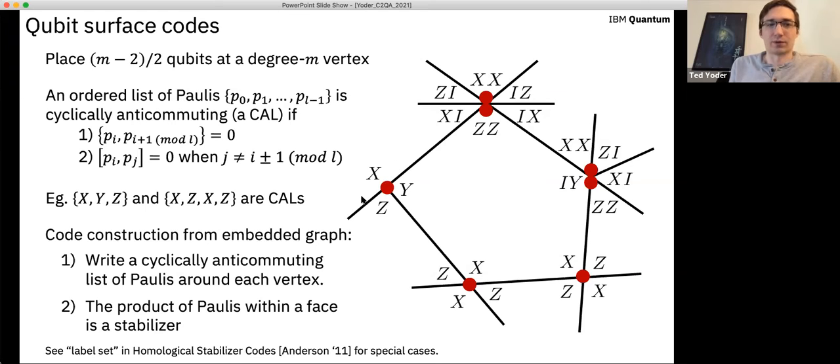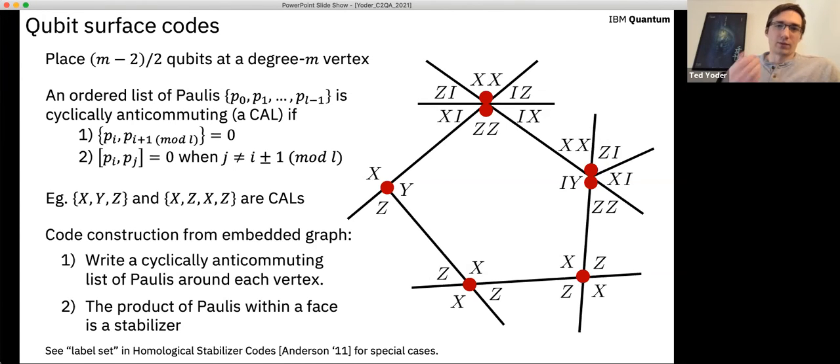So what are some simple examples? If you have a cyclically anti-commuting list of length 3, we could write that as X, Y, and Z, right? So every poly anti-commutes with its neighbors. If we have a cyclically anti-commuting list of length 4, an example could be X, Z, X, Z. So you anti-commute with your neighbors, but you also commute with elements of the list that are not your neighbor. So Z commutes with Z, obviously, and X commutes with X.